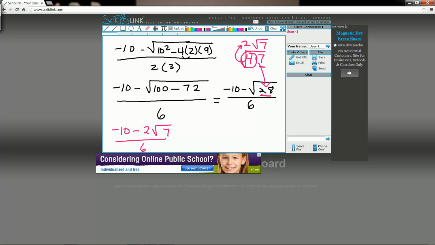Well, now that I have each piece here, I can divide out anything that's in common, and every one of these, the 10, the 2, and the 6, have in common a 2. So if I divide out 2 into negative 10, I get negative 5. That just becomes 1, or it just goes away, and that becomes 3. So I end up with negative 5 minus the square root of 7 all over 3.